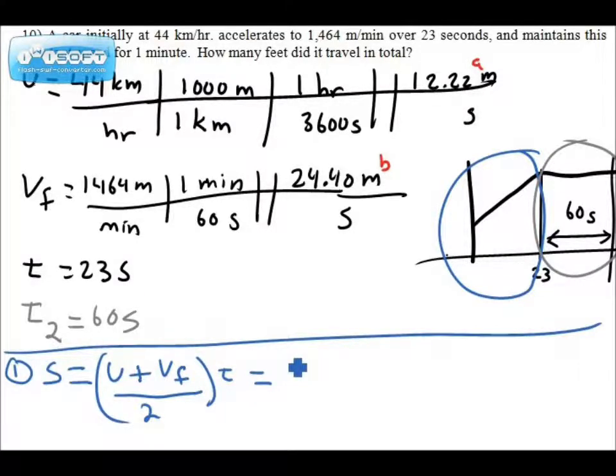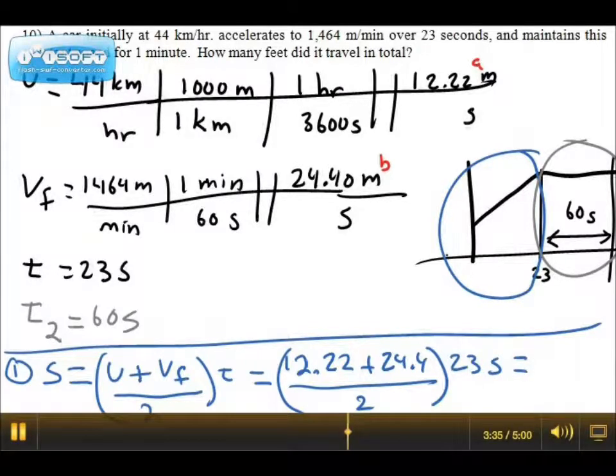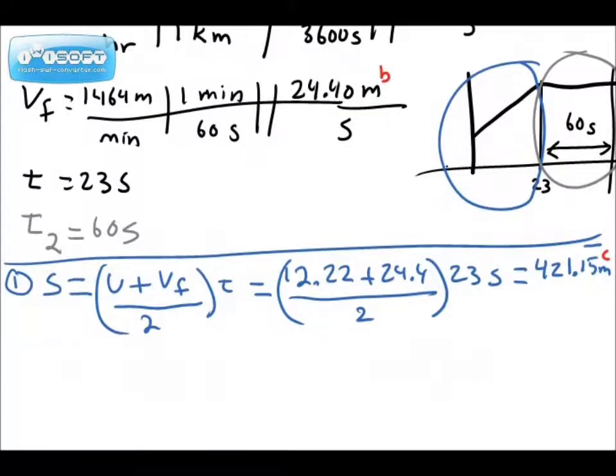That is going to be equal to 12.22 plus 24.4 divided by 2 times 23 seconds. That is going to equal, I get 421.15 repeating meters. Again, lots and lots of decimal places. I'm going to store that in my memory location C. Now, in this section here, he traveled 421 meters.